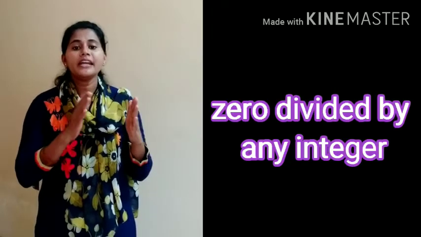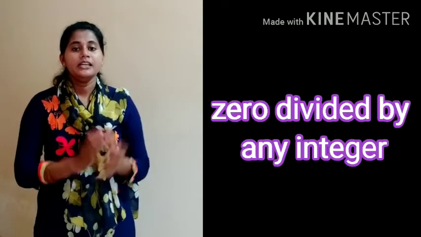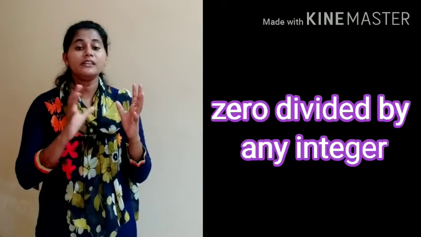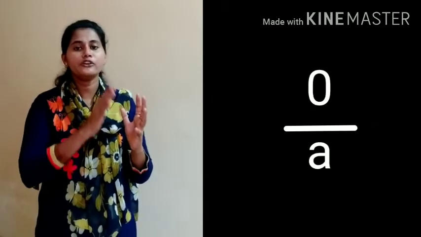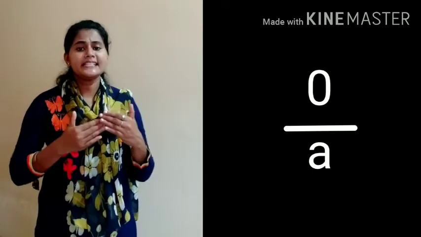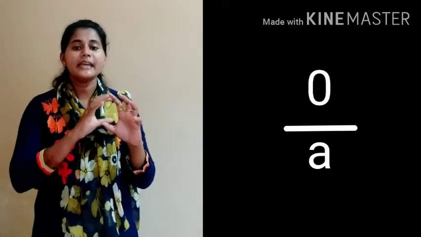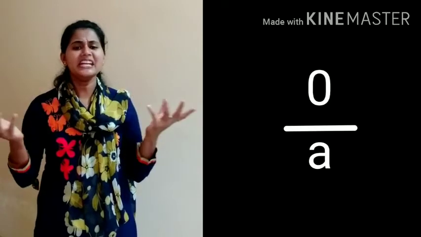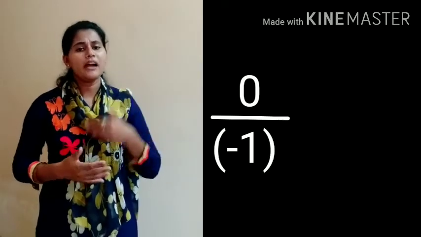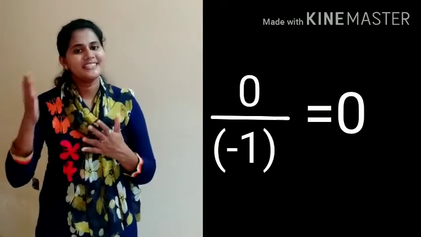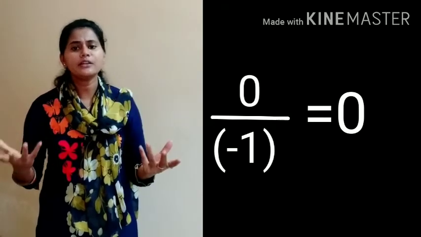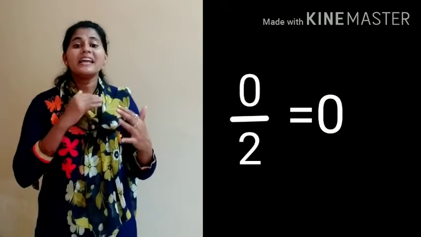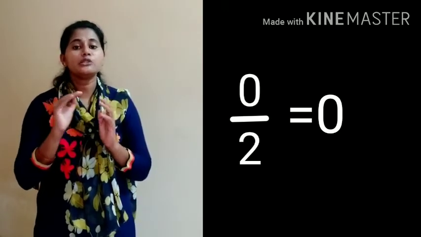0 divided by any integer. 0 divided by any integer means what? How will we represent it symbolically? 0 divided by a. So in this case, I will replace a by what? 1, minus 1, 2, minus 2, any integer. Okay, 0 by minus 1, we will get what? 0. 0 by minus 1 is 0 only, right? 0 by 2 is 0 only. 0 by any integer is what?